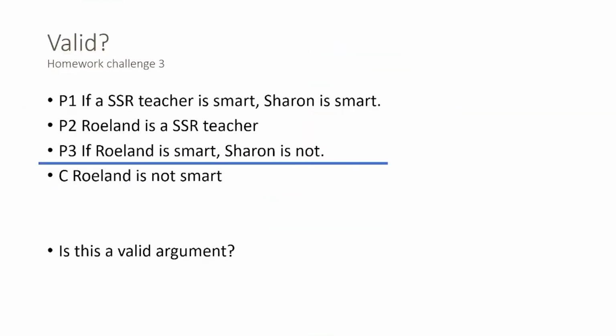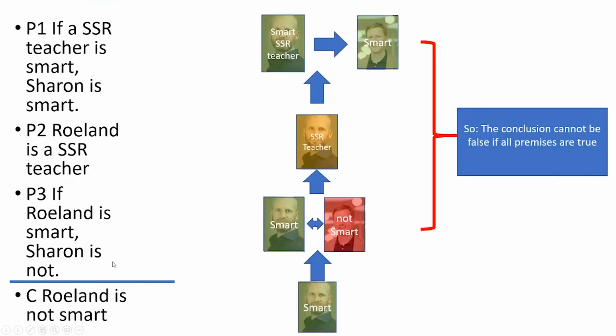So I've moved the argument to the left here, and we'll be applying all the parts, but we start with the conclusion. So let's just assume that the conclusion is not true. So the conclusion that Roland is not smart is not true. That means that I am smart. If Roland is smart, that implies that Sharon isn't smart, right? If we apply that third premise. I'm smart, that means Sharon is not smart. Then we move to the second premise. That just means that I am an SSR teacher.